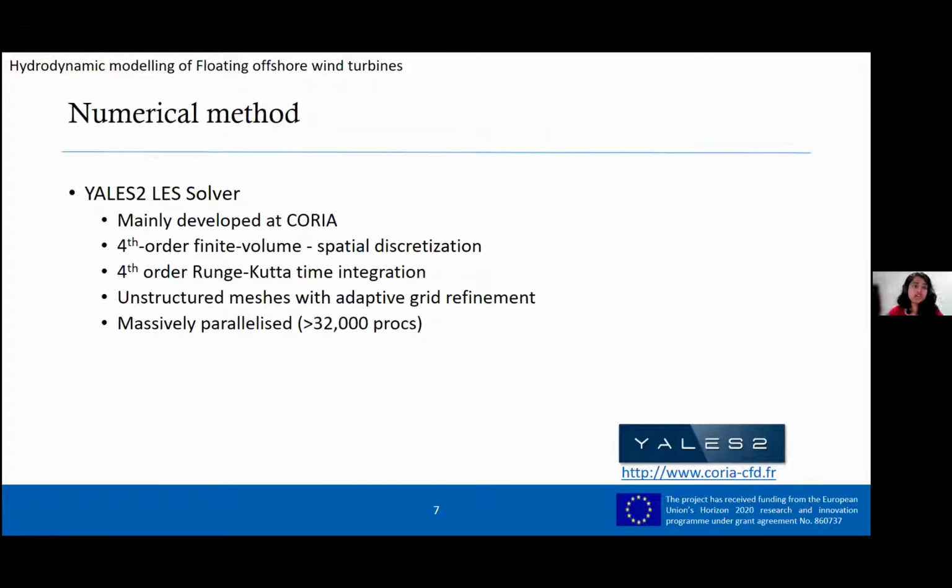Now talking about the numerical model. For this project, I'll be using the Aeolus solver, which is an LES-based solver. It's mainly developed at Coria Lab in France. It uses a fourth order finite volume spatial discretization scheme, and it uses a fourth order Runge-Kutta time integration method. It is mainly used for unstructured meshes, while it supports structured meshes too. It has adaptive grid refinement capabilities, and it's also massively parallelized.